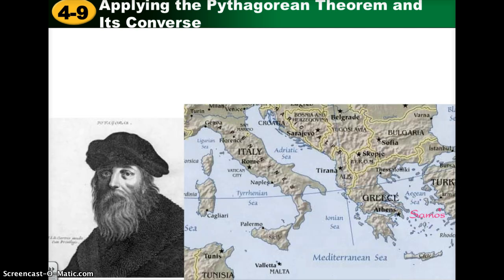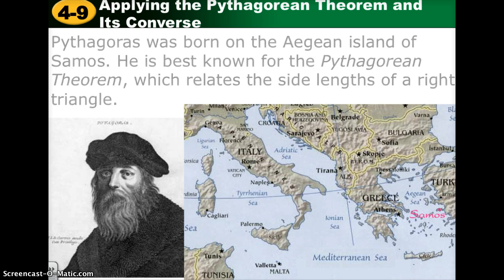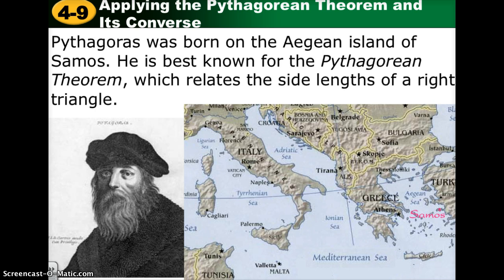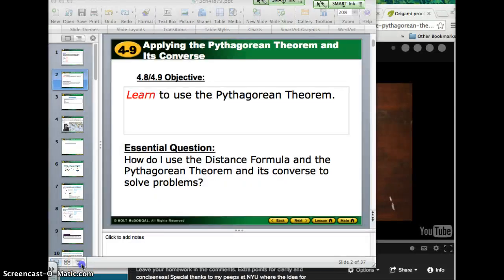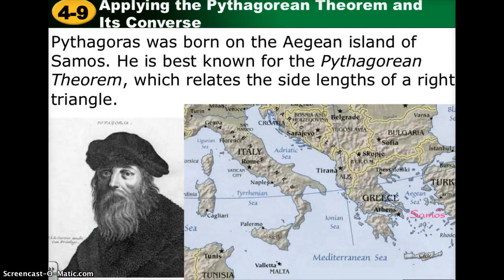We don't often take time to look at the history behind the mathematics. Here's a picture of Pythagoras. Pythagoras was born on the Aegean island of Samos, which is in the bottom right corner in the pink, and Samos is off of Turkey. He's best known for the Pythagorean theorem named after him, which relates to the side lengths of a right triangle.